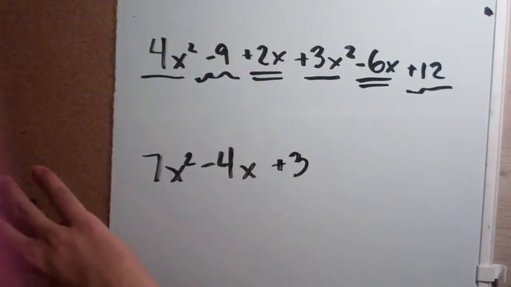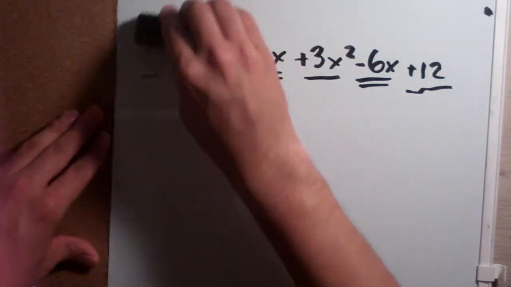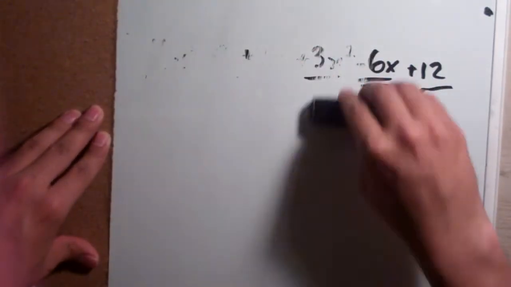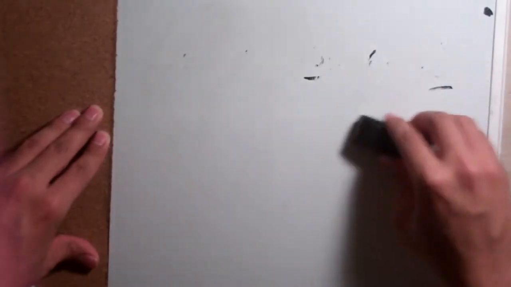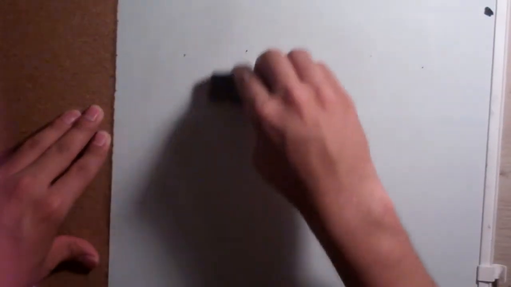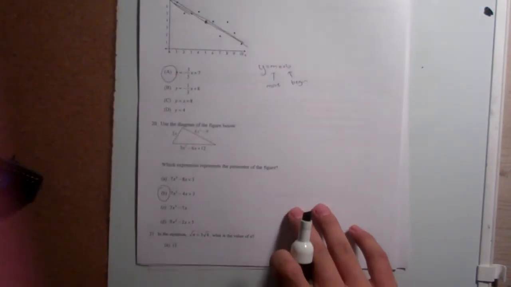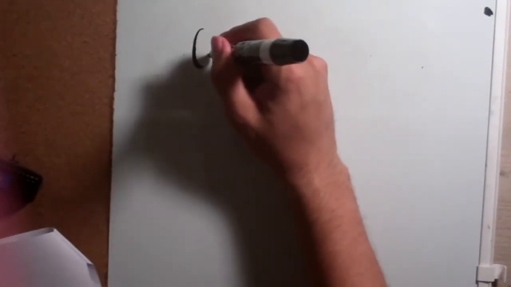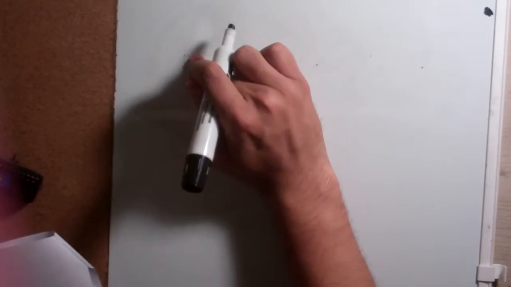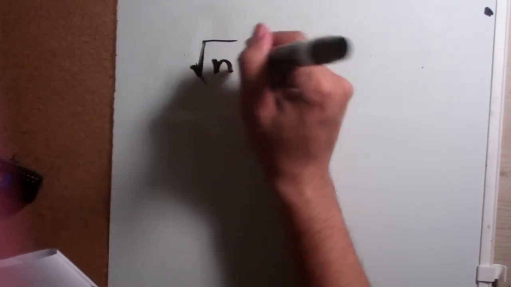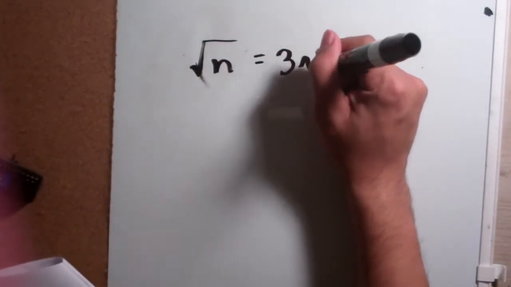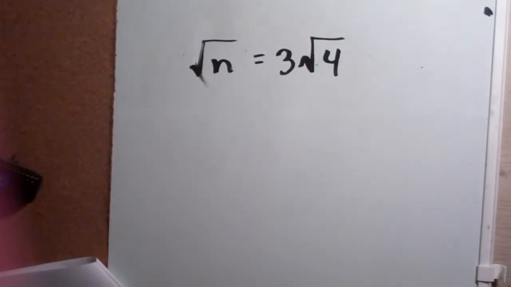Alright, number 21. 21 says in the equation, we have square root of n equal to 3 radical 4. Okay, what is the value of n? There's a whole bunch of different ways that you could go about solving or simplifying this. Let me just write it over here. So we're going to have square root of n equal to 3 radical 4. And it's telling me what is n.